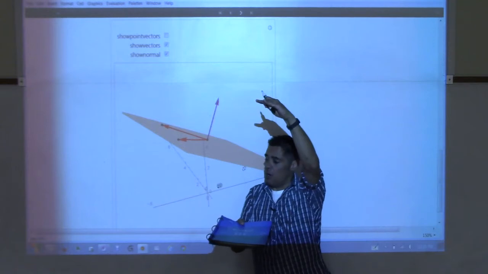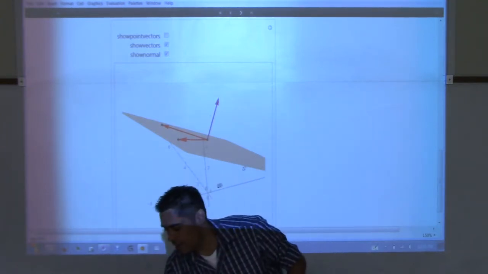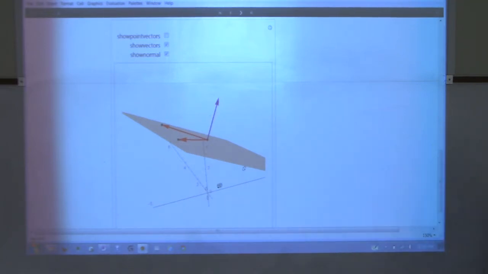It can be longer, shorter. It just has to be orthogonal to the plane. We will be interested later in finding normal vectors for planes. Everyone understand geometrically, though, what it is?